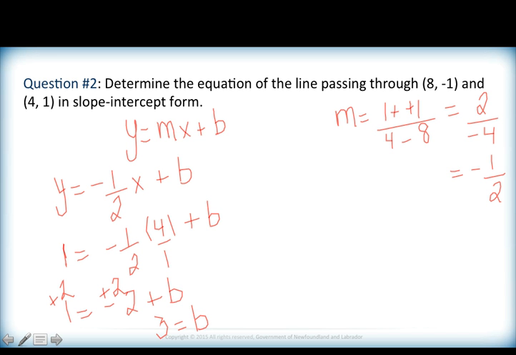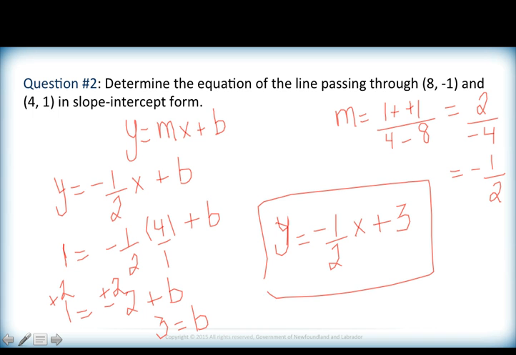Now it's important that you don't just stop here. It says to determine the equation in slope-intercept form. So we want to see the equation fully stated with all values substituted. So we're going to have y equals negative 1/2 x plus 3. And that is the equation of the line that passes through points 8 and negative 1 and 4 and 1 in slope-intercept form.